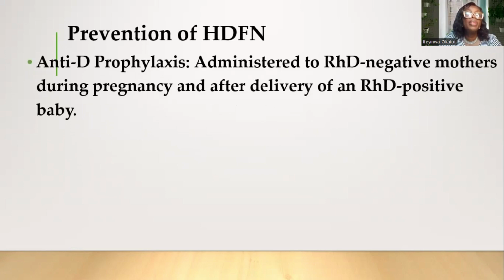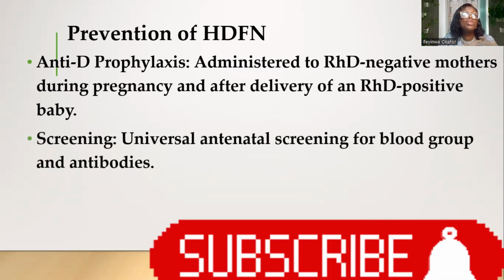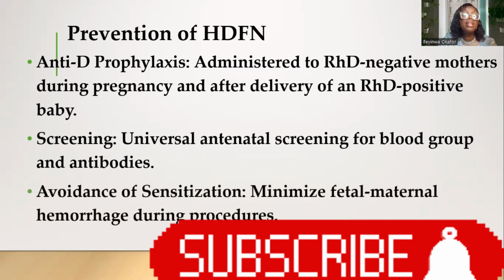Prevention of HDFN. Administration of anti-D prophylaxis to the Rh negative mother during pregnancy and after delivery helps in preventing sensitization. What this anti-D prophylaxis does is that it helps to mop up any baby's red cells that may have leaked into the mother's circulation and prevent these red cells from sensitizing the mother to produce these antibodies. And there should also be universal screening during antenatal for antibodies and also to know the mother's blood group. They will help us to know those mothers that are at risk of developing these antibodies. That's the avoidance of sensitization.